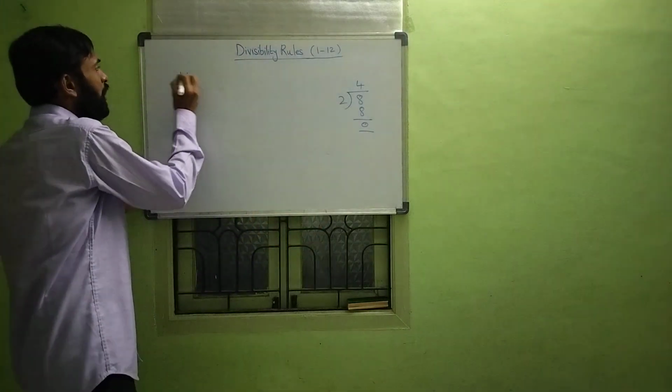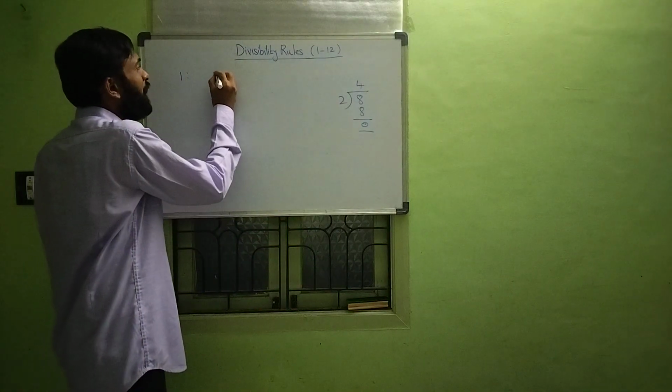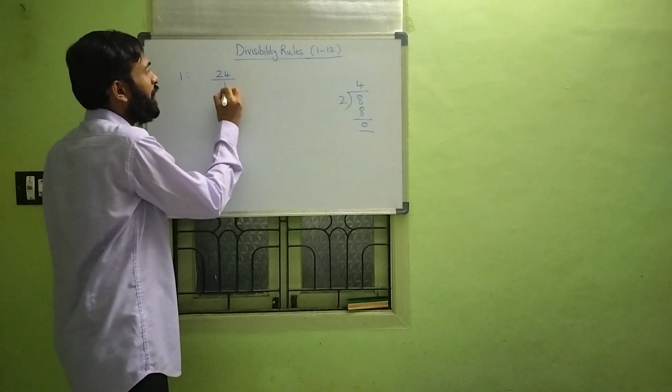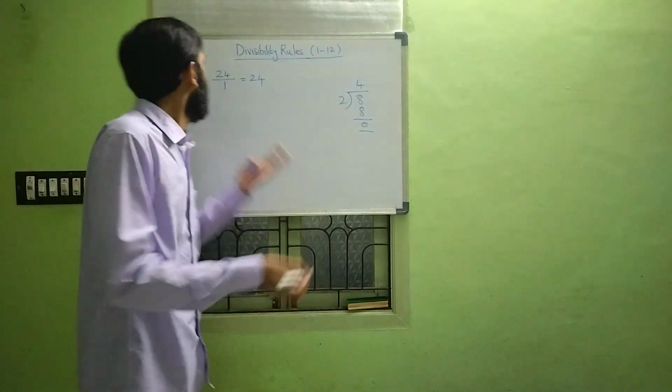Let's start with 1. Every number is divisible by 1. It's very simple, obvious, everyone can understand. Let us take 24 divided by 1, which is 24. So every number is divisible by 1.